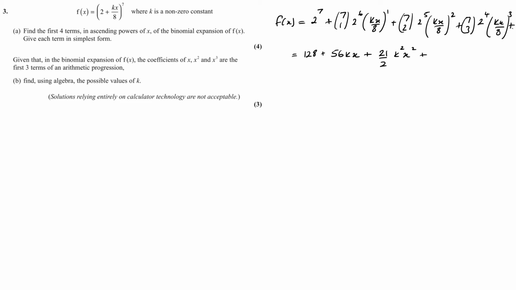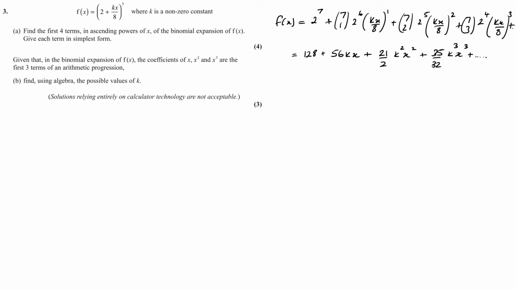And then I've got 7c3, which is 35, times 2 to the power 4. And then I'm dividing by 8 cubed. And that gives me 35 over 32 k cubed x cubed. And obviously this would carry on, but we just needed the first 4 terms.